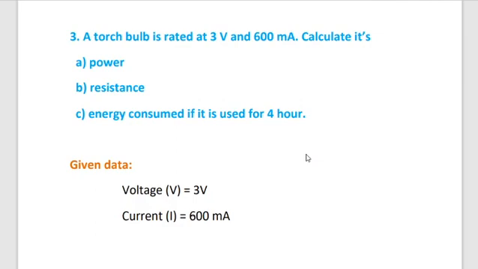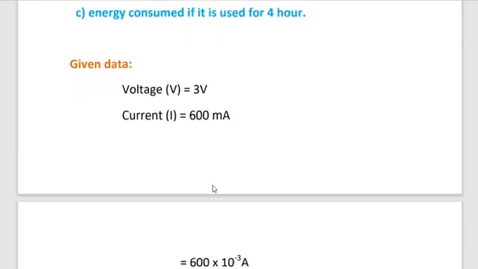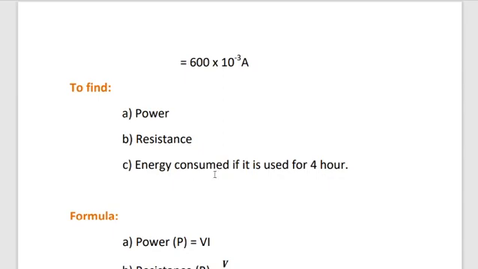A torch bulb is rated at 3 volt and 600 milliampere. M indicates milli. Calculate its power, resistance, and energy consumed if it is used for 4 hours. So first, always write the given data. Voltage is given, 3 volt. Then current is given in milliampere, 600 milliampere. We know milli means 10 power minus 3. So 600 into 10 power minus 3 ampere. We need to find power, then resistance and energy consumed if it is used for 4 hours.